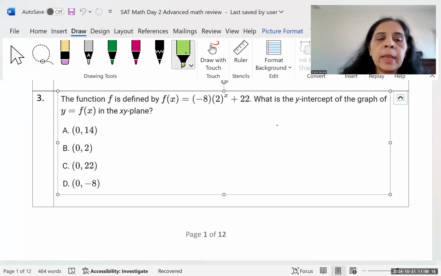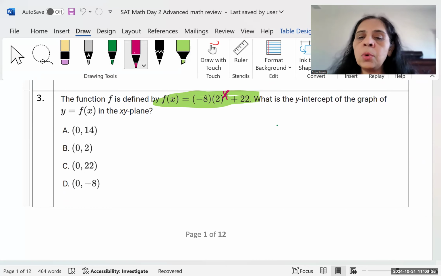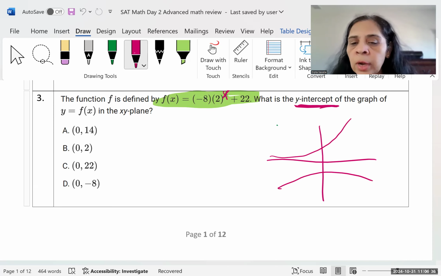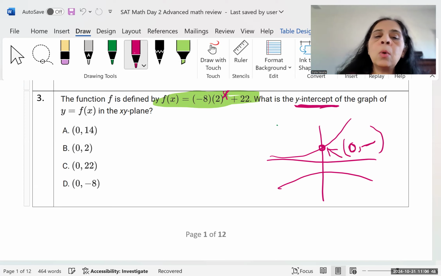All right, next one. We have the function f defined by this. It is an exponential function because we can see the exponent is a variable. What is the y-intercept? That's your keyword, y-intercept. So whatever your graph is, you will get something like this. Y-intercept means where my graph crosses the y-axis. So x must be 0 and you will get some value. Or you can just plug in x is 0 here.